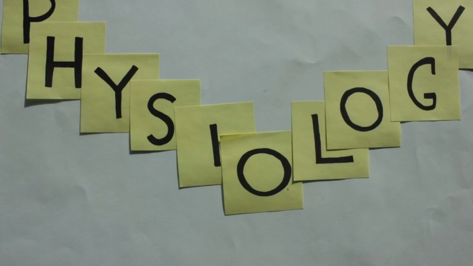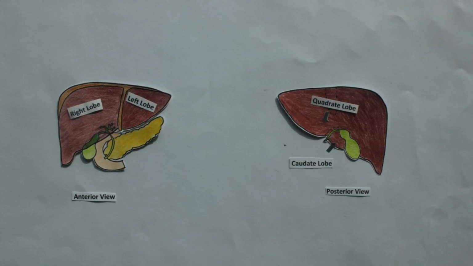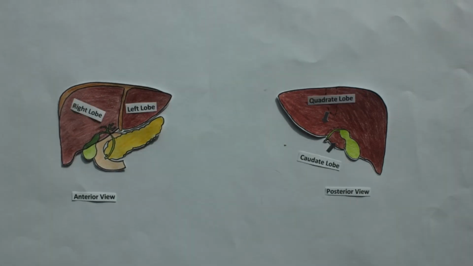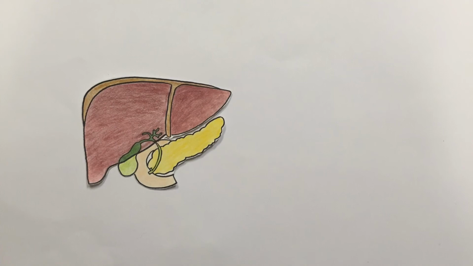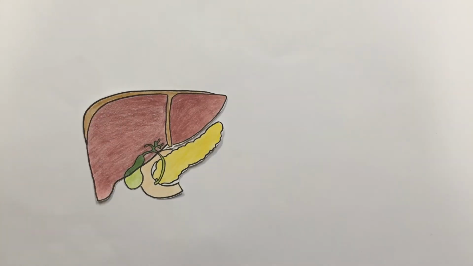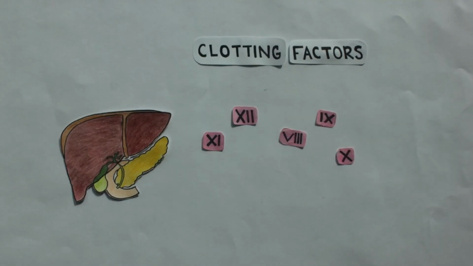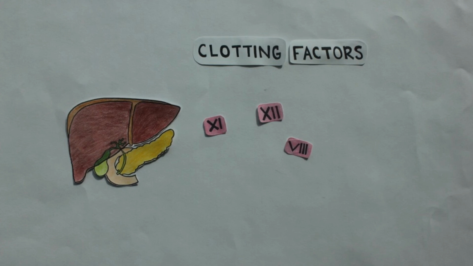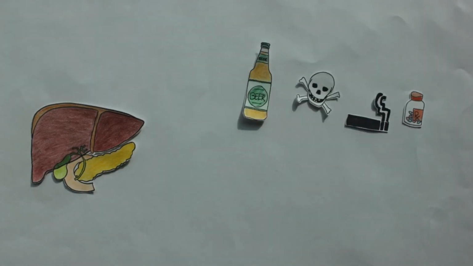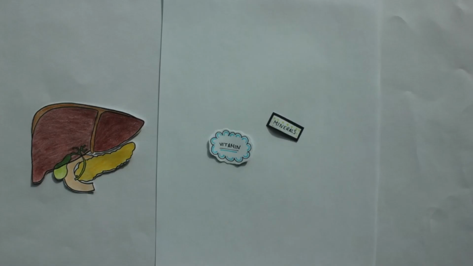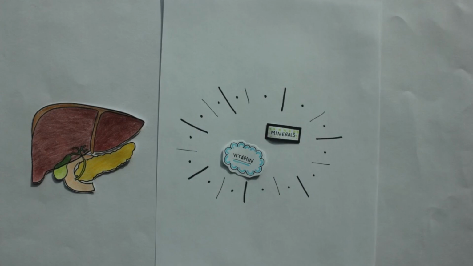Normal physiology. The liver has 4 lobes, the right, left, caudate, and quadrate lobes. The liver is a target organ in hepatitis B. Normally, the liver has a lot of key functions. It produces plasma proteins, specifically ones that play a role in the blood clotting process. It removes body wastes and other foreign substances from the blood, as well as stores vitamins and minerals.